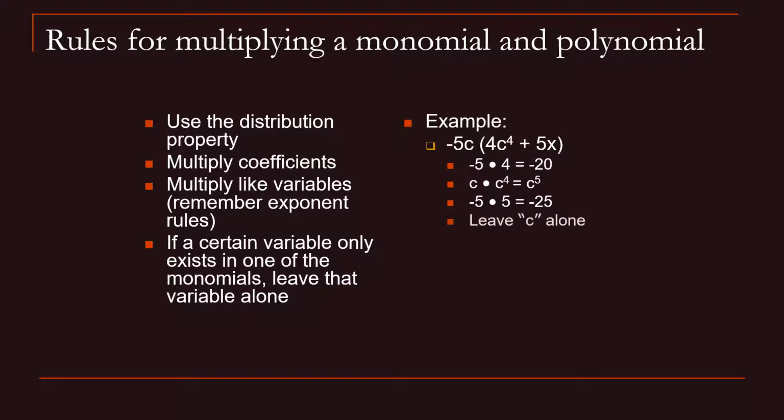I need to leave the c alone and leave the x alone. I can't do anything with either of those. My final answer is negative 20c to the fifth plus a negative 25cx. You could also write it as negative 20c to the fifth minus 25cx.